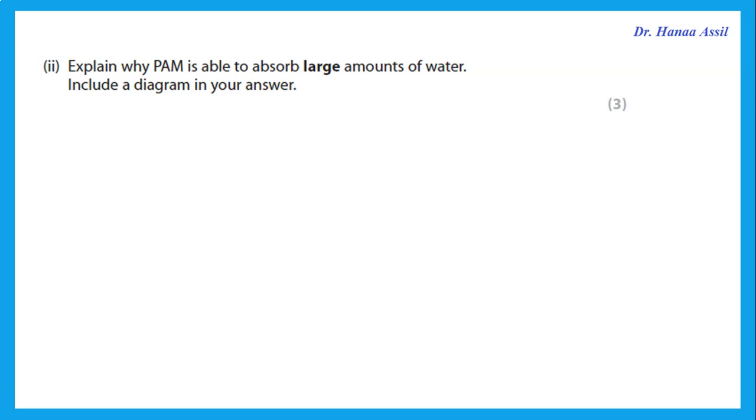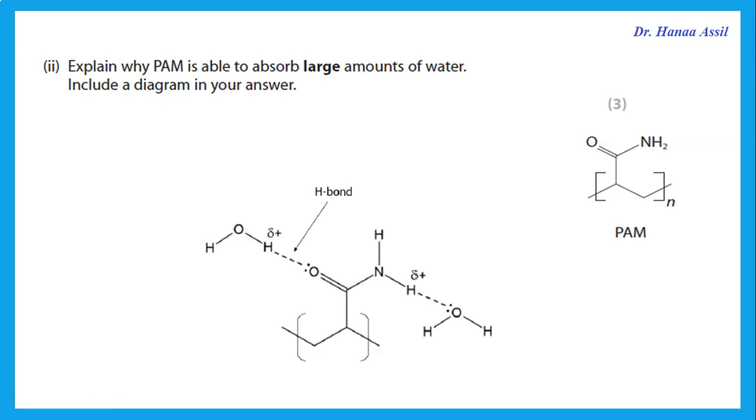Explain why PAM is able to absorb large amounts of water. Include a diagram in your answer. Now, which one was PAM? This was PAM. Why is it able to absorb large amounts of water? Remember that to absorb water, it should be able to do hydrogen bonding with water, and there are several places in which it can form hydrogen bonds. It has the carbonyl, the oxygen of the carbonyl group, to form hydrogen bonds with water. The nitrogen can form several hydrogen bonds.